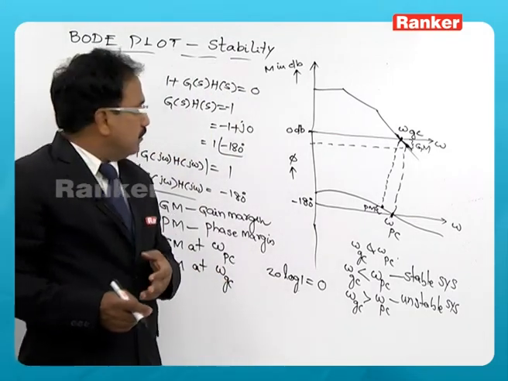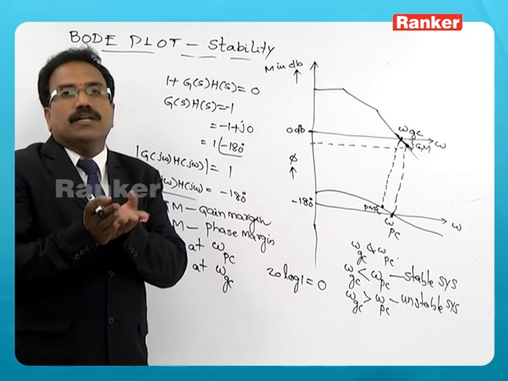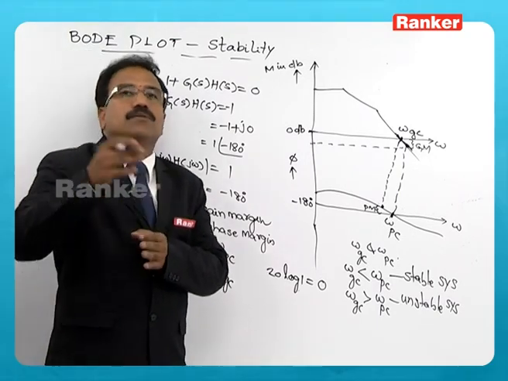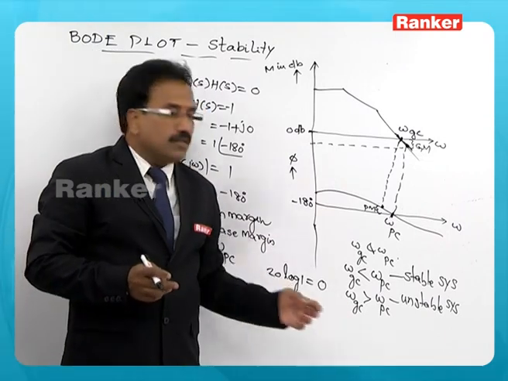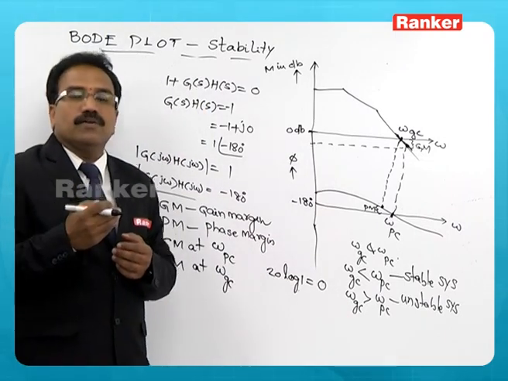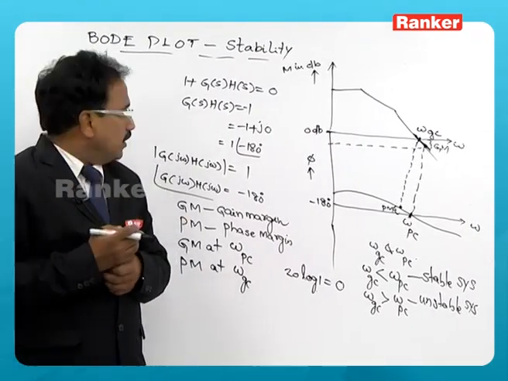So, the difference between this: if it is a stable system, you can still add some gain, so that the system goes to the verge of instability. If it is an unstable system, you need to reduce the gain, so that the system comes to the verge of instability.